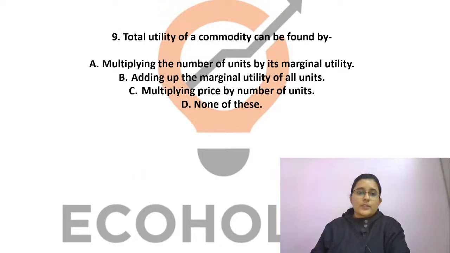Okay, the next question. Total utility of a commodity can be found by option A, multiplying the number of units by its marginal utility. Option B, adding up the marginal utility of all units. Option C, multiplying price by number of units. And option D, none of these. What should be the right answer?